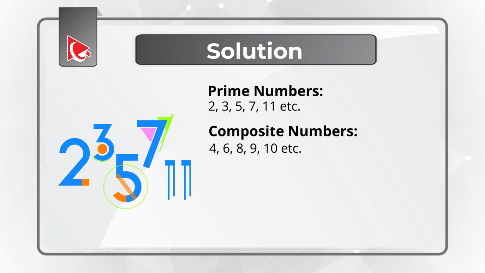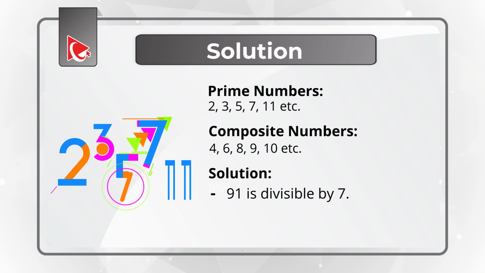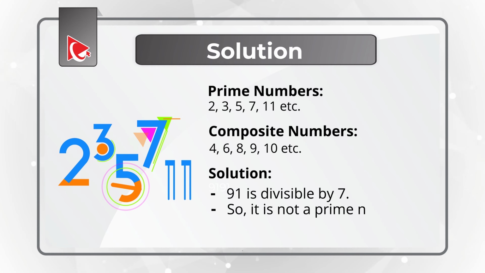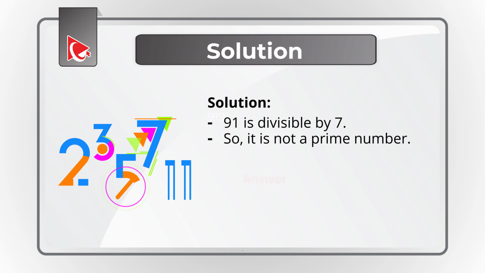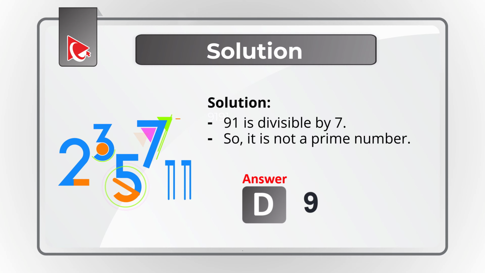As you might have figured out, of the numbers presented, 91 can be divisible by 7. So 91 is not a prime number, which means that the correct solution is choice D, 91. Hopefully you've nailed this question and now know how to answer similar problems on the test.